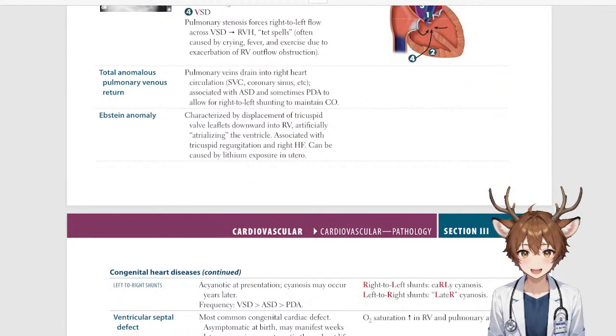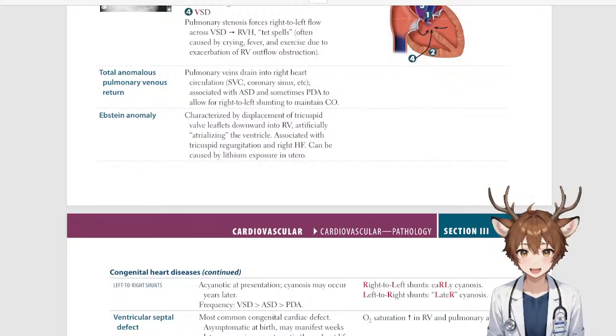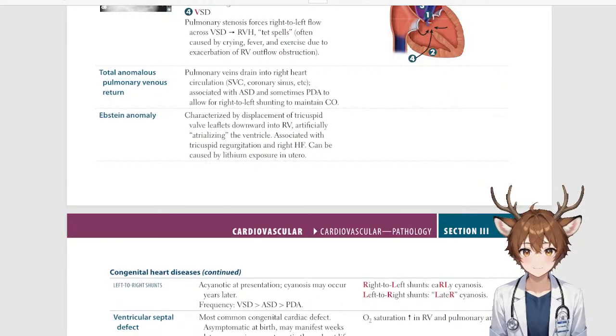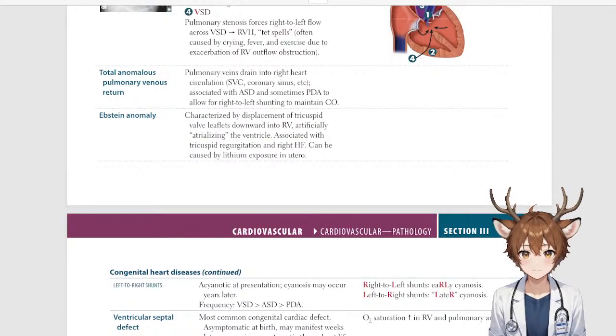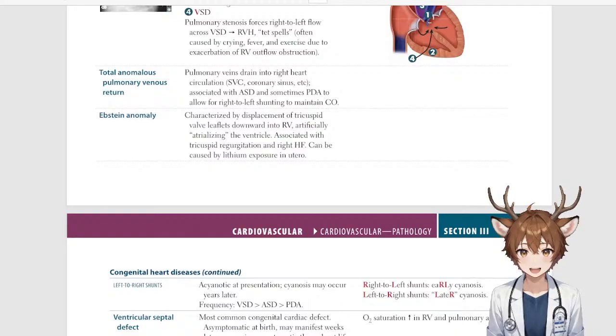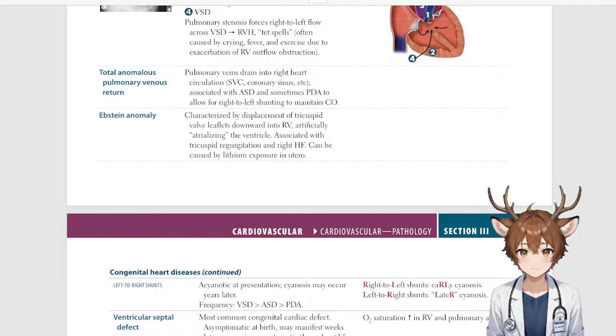What about total anomalous pulmonary venous return? Pulmonary veins drain into the right heart circulation, SVC, coronary sinus, etc. The superior vena cava, coronary sinus, etc. Associated with ASD, atrial septal defect, and sometimes a patent ductus arteriosus, to allow for the right to left shunting to maintain cardiac output.